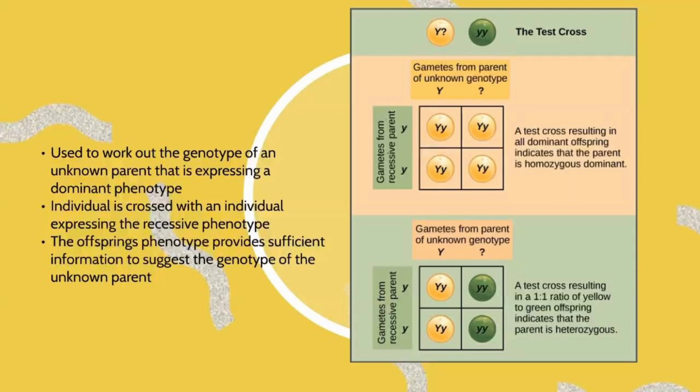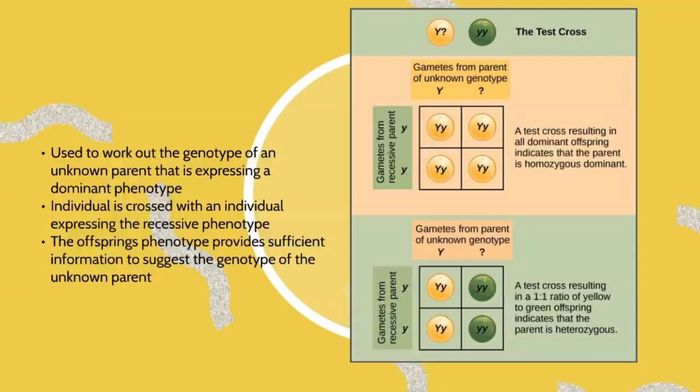So the way to remember this, you can work it out like we just went through, but just for your exams, be very aware that if all the offspring have a dominant phenotype, then that means that the parent must be homozygous dominant. And if there is a 1-to-1 ratio of the dominant and the recessive phenotype, then that means that the unknown parent must be heterozygous and have a dominant and a recessive allele for that gene.